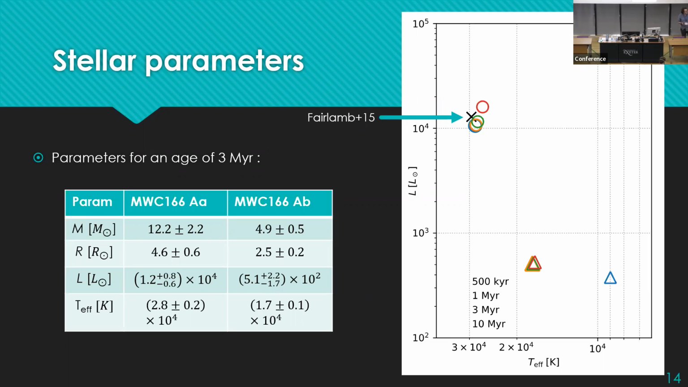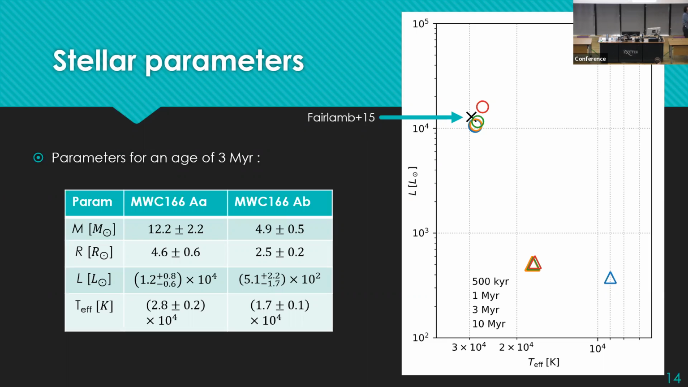Okay, thank you. Any questions from the floor? I have a couple of questions. So essentially the system is a hierarchical triple, right? You've got this distant source at 0.6 seconds, I think you said, and then a spectroscopic binary. So do you think potentially that this outer tertiary companion could have caused the tightening of the inner binary that we now see? Yeah, I mean, it's definitely possible.